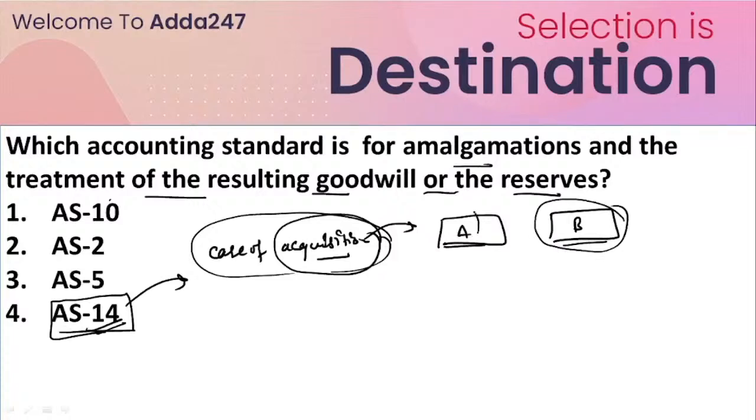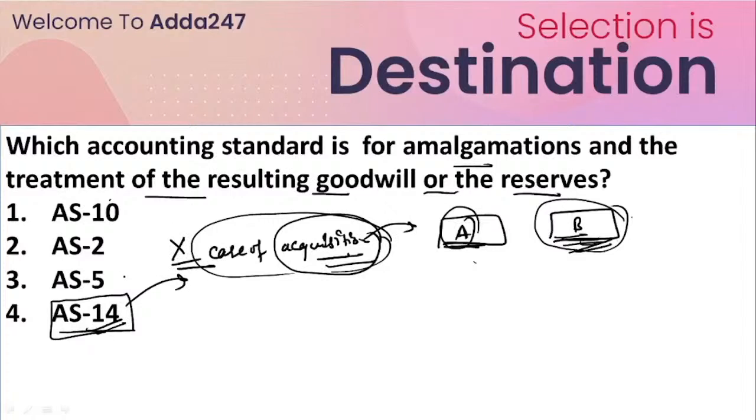So, in this case, suppose A purchases all or most of the shares of company B. This process is known as acquisition. It is basically for gaining control of that company. Suppose A wants control of company B, that is acquisition. Or you can say that when one company decides to take over another company, that is referred to as acquisition. So AS 14 does not cater to the cases of acquisition.